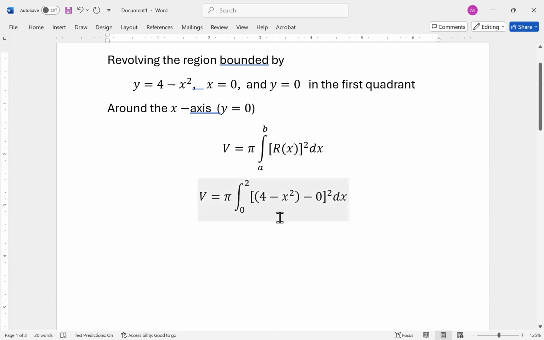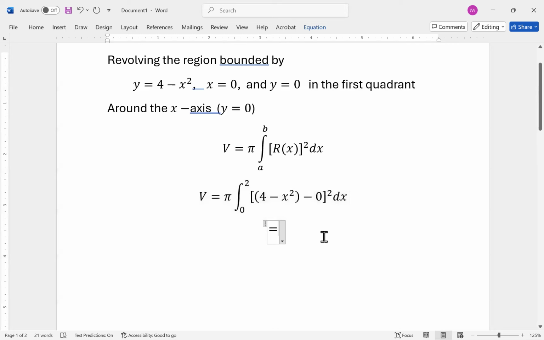All right, or I misspoke. Top of the rectangle down to the line we're rotating it around. The line we're rotating it around in this case is y equals 0, so down to there. So that's it. Now we're ready to integrate. Make sure you have a square on the outside of this.